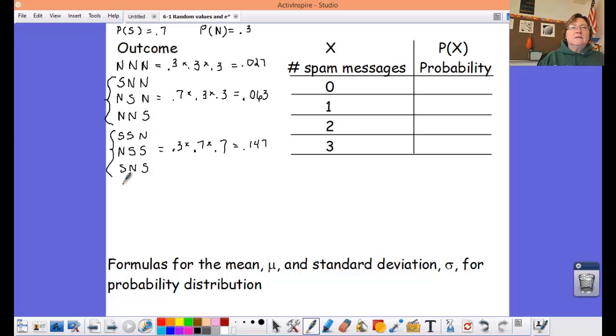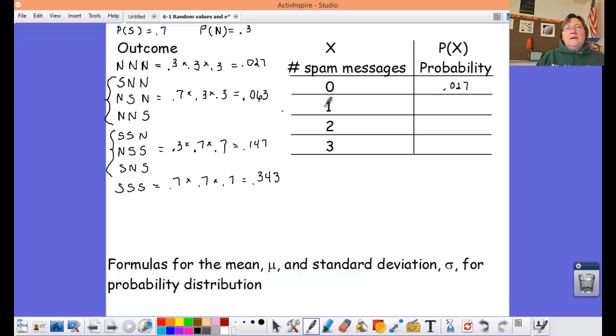There's only one more outcome that we haven't talked about, and that is that we get spam on all 3 messages. The probability there would be 0.7 times itself 3 times, and that is 0.343. All right, let's go ahead and build our probability table here. The no spam, zero spam messages, that probability was 0.027.